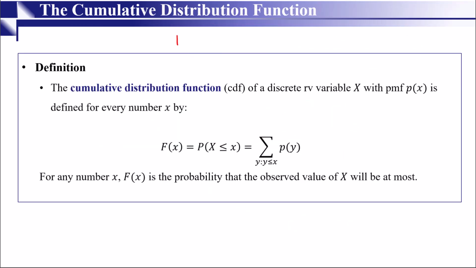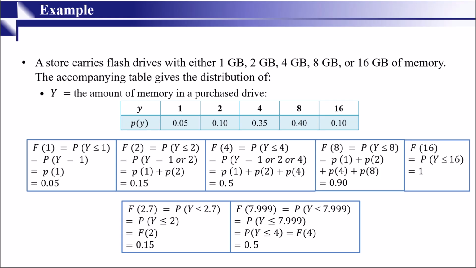Formally, the CDF, F(x), which we write with a capital F, is the probability that X is less than or equal to x. For a discrete variable, it's the sum over y less than or equal to x of p(y), all summed together. It's a step function that jumps at each possible value. Let's see one example in this context.